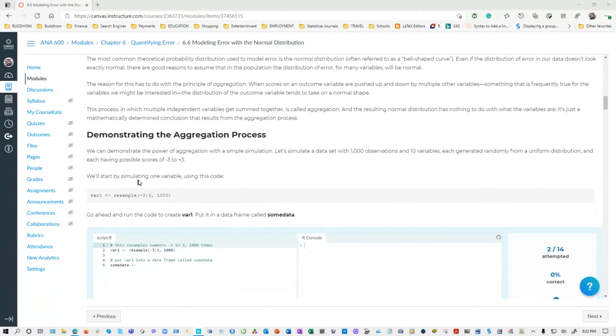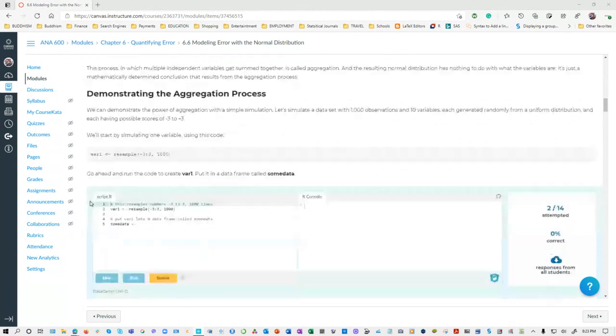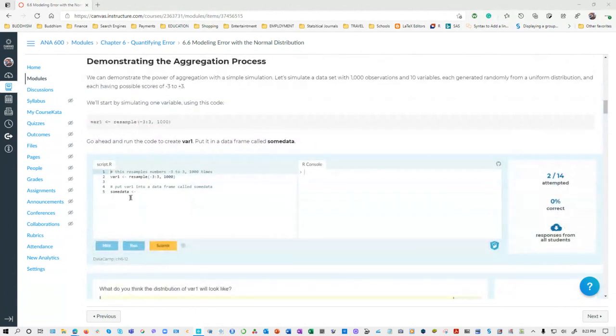We will start by simulating one variable using this code. Variable 1, var1, uses resample. The numbers go from -3 to 3, and you pick 1000 numbers and call that var1. Then we put var1 into a data frame called sum_data, so that we get this variable in a data frame.